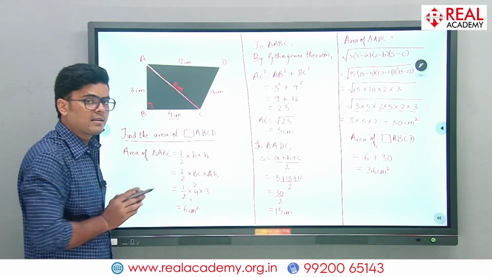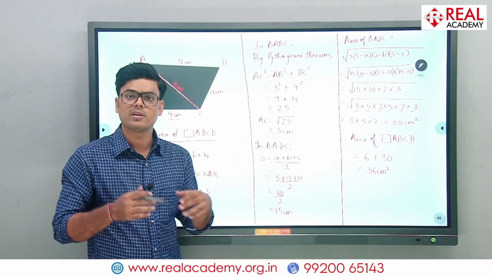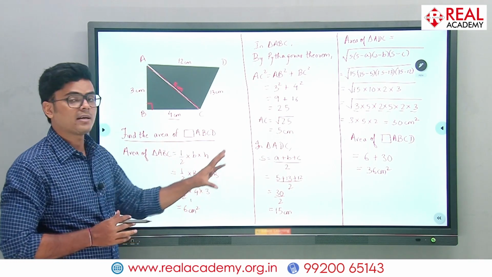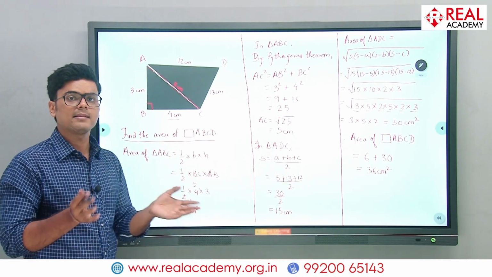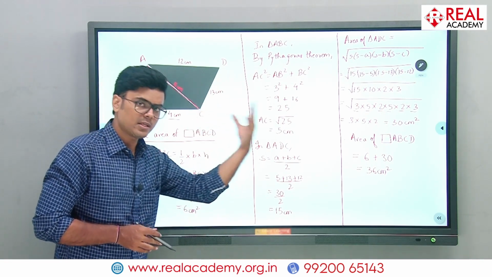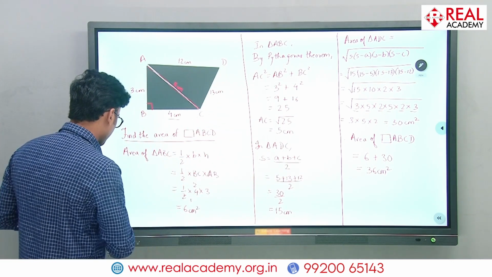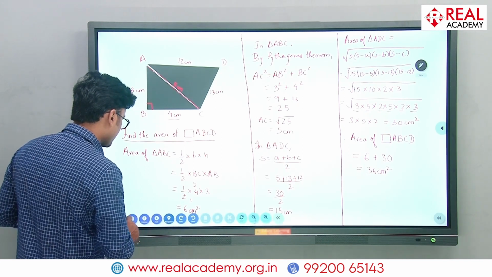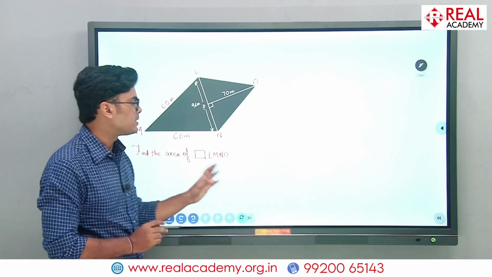There will be a quadrilateral given to you. You can bifurcate into different triangles and solve the areas of those two triangles and then add them to find the total area of the quadrilateral. Now let's go to the next example. As you can see, the next question is written over here. We will be solving this.